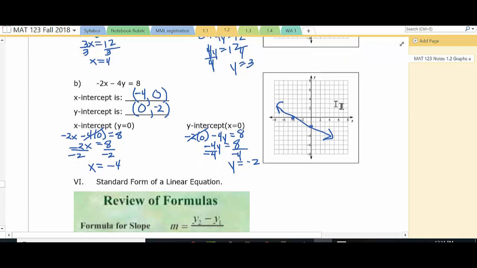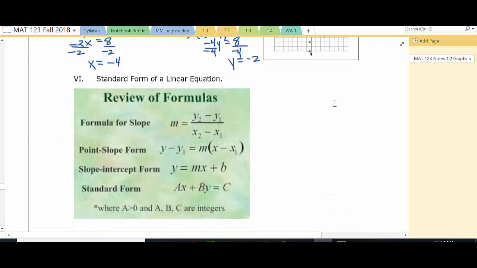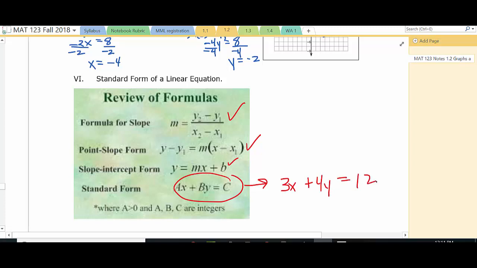Okay. All right, so now this is kind of an overview of the formulas. We've gone over the slope formula, gone over point-slope, and this standard form is like this. That's kind of like what we were just working. So an example of standard form would be this. Anytime that you have just x and y together on the left side equals a number, that's standard form. Usually we like that number to be positive.